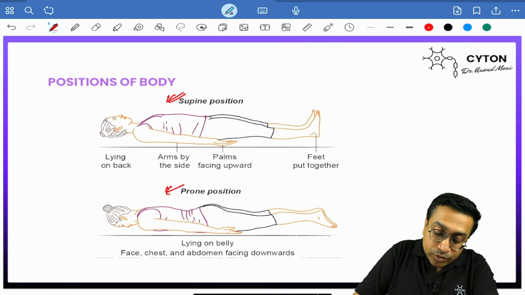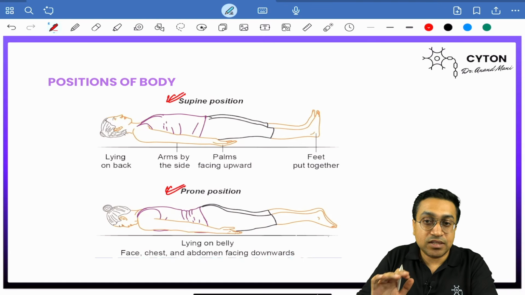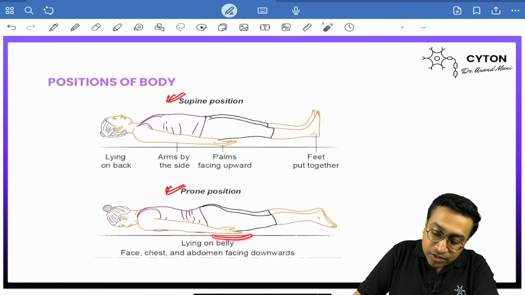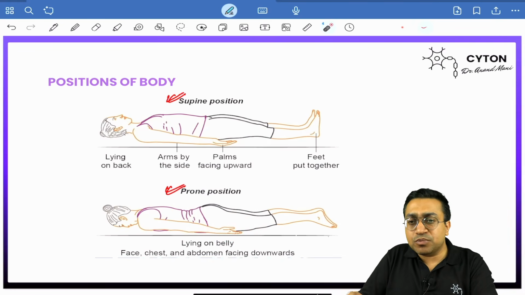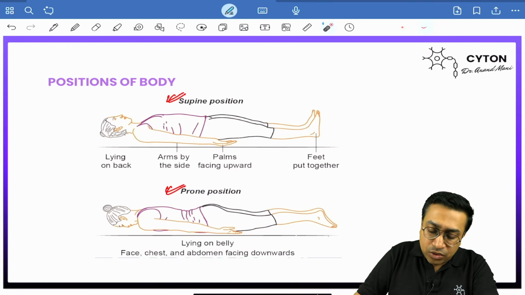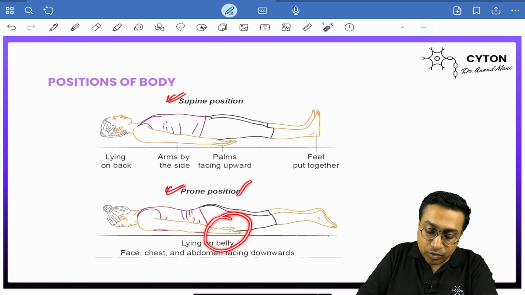Then the prone position, that is the person lying on their belly with the face, chest and abdomen facing downwards, as you can see in this image. Now don't worry regarding the palm position. In many textbooks it's given palm is facing upwards, in many palm facing downwards. Don't worry about these things, that is not going to be asked in your exams. Just remember that in the supine position the palms are facing upwards. Don't focus on the palms in the prone position.